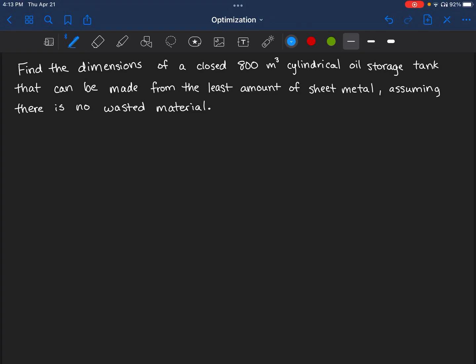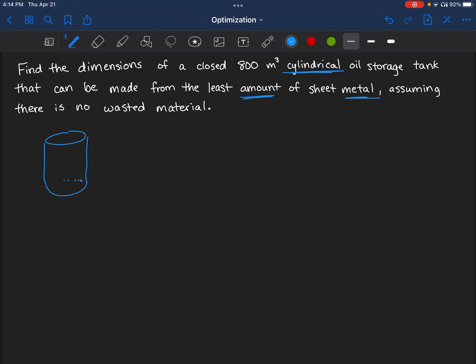So I'm going to find the dimensions of a closed 800 cubic meter cylindrical oil storage tank that can be made from the least amount of sheet metal. So I'm going to try to minimize the amount of metal being used to make a cylinder. So let me go ahead and sketch my cylinder real quick.